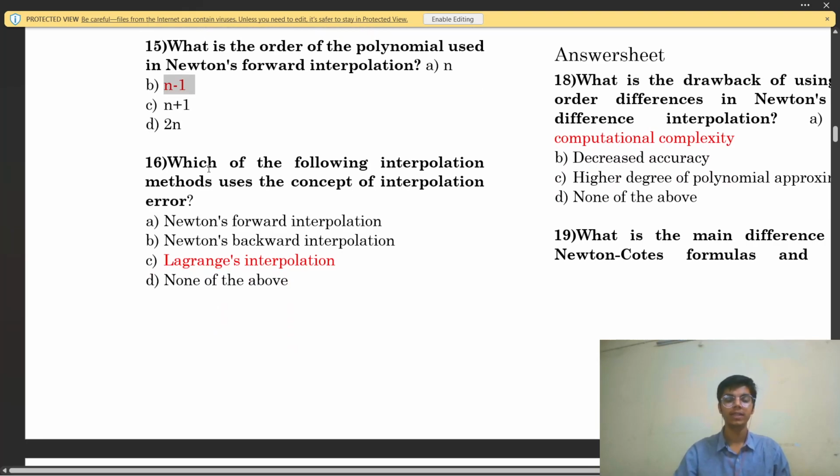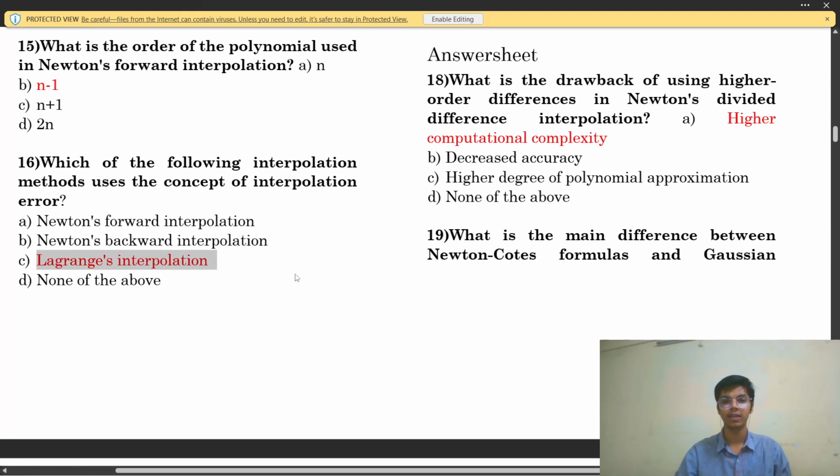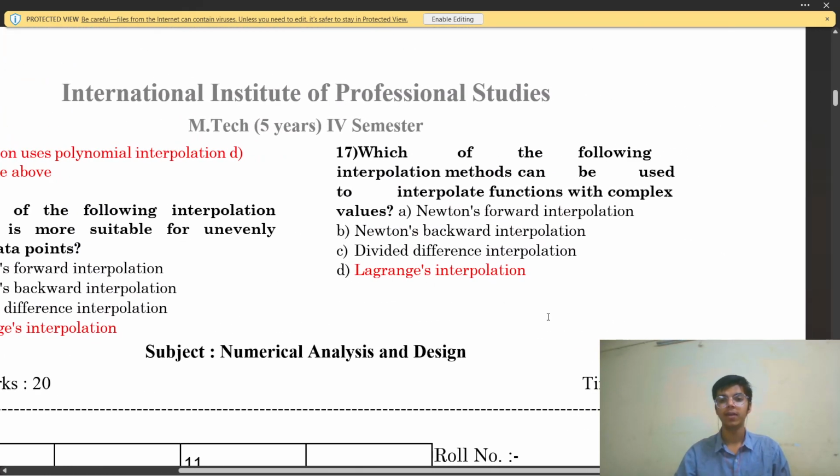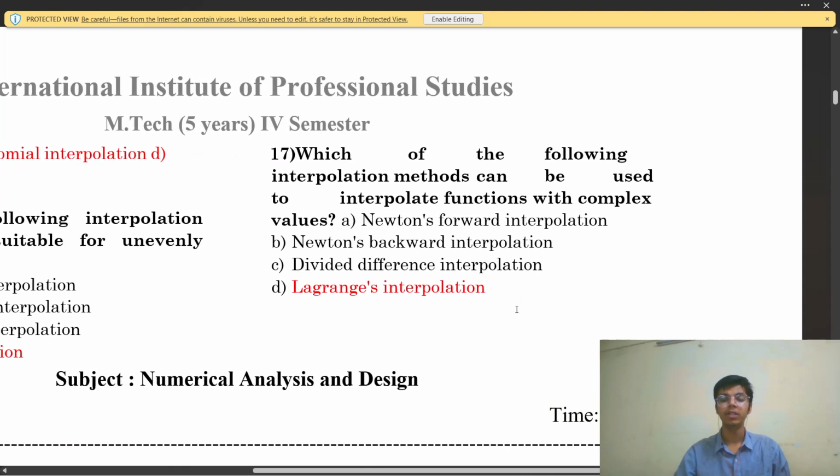So, in question number 16, which of the following interpolation methods uses the concept of interpolation error? So, Lagrange interpolation uses the concept of interpolation error. The C is the correct answer. Now, in question number 17, which of the following interpolation method can be used to interpolate functions with complex values? So, if complex values are given in an interpolate function, then it is best to use Lagrange interpolation. So, correct answer is D.